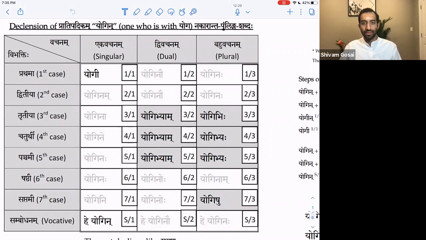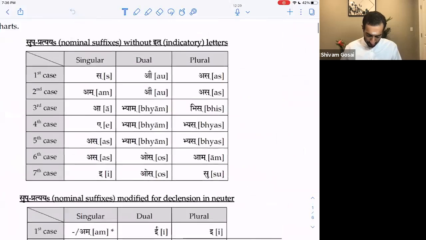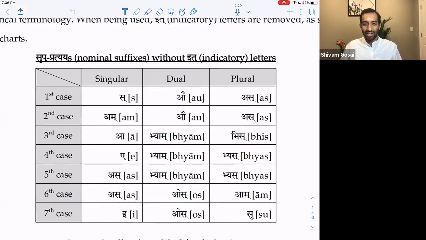So let's chant this together. Yogi, yogino, yoginaha. Yoginam, yogino, 2-3, yoginaha. 3-1, yogina. Then 3-2, the bhyam gives the status of pada to what's preceding it. Because the na is at the end of a pada, the nakara goes away. So yogibhyam, yogibhihi. Then yogine, yogibhyam, yogibhyaha. 5-1, yoginaha, yogibhyam, yogibhyaha. 6-1, yoginaha.